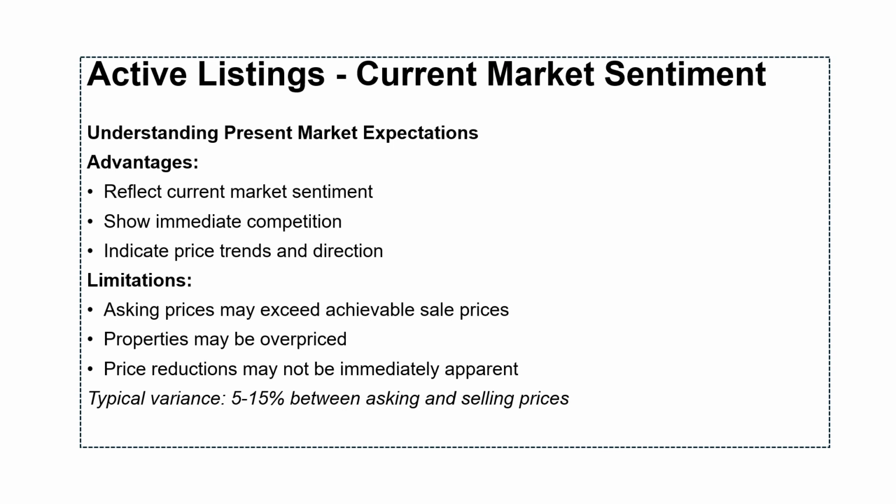Too overpriced, people attach emotions to properties, and that is why they come up with these overpriced values. And then price reduction may not be immediately apparent. So these type of listings will not reflect the immediate price reduction which might have happened in the market. So that is also there. That will be visible in sold properties. So typical variance 5 to 15% between asking and selling price. We can definitely assume that to be the case in active listings.